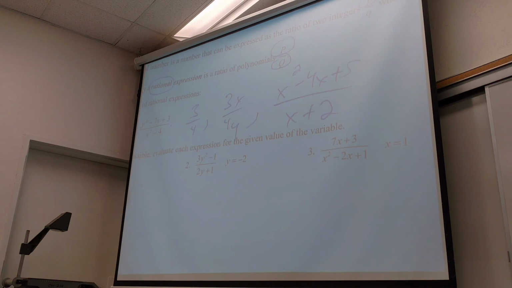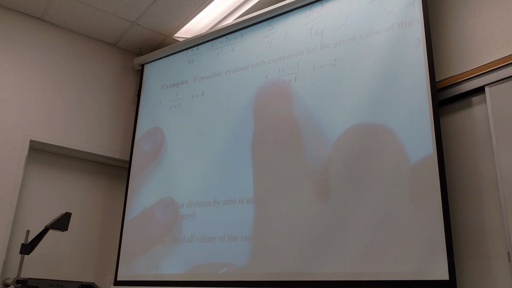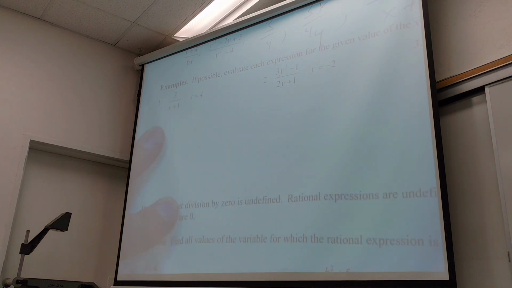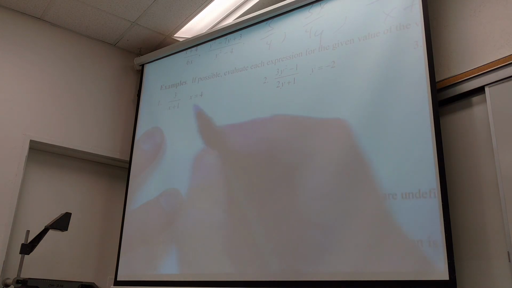How are we doing so far? So that's what they mean when they say rational expression, a ratio of expressions, polynomials. Just to make sure you understand how this works, it's still the same as always. If I give you an expression and I say, what if x was 4? What would this be? 3 over 4 plus 1. So that's 3 over 5.